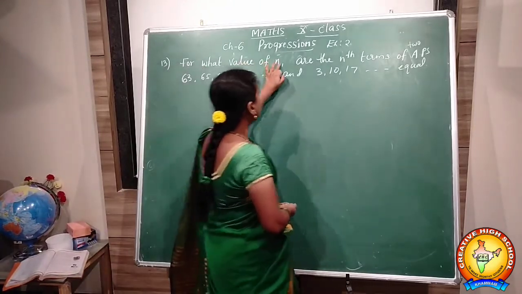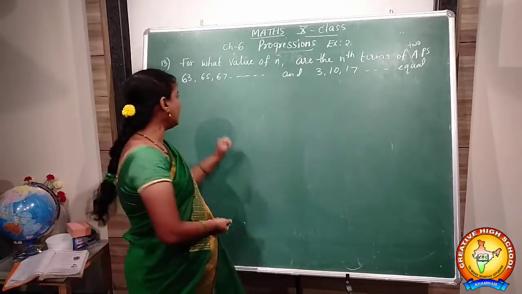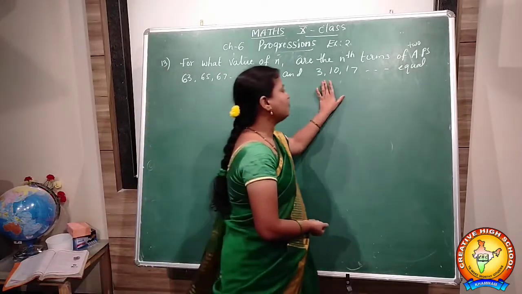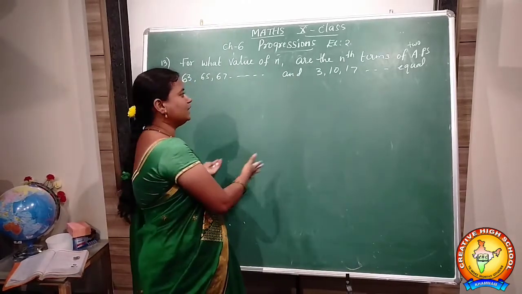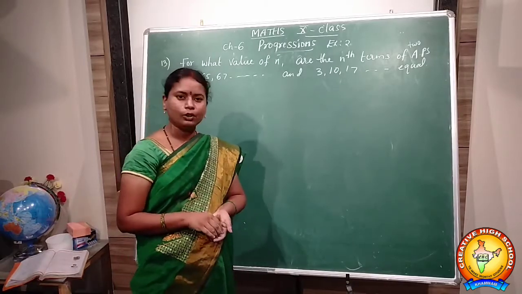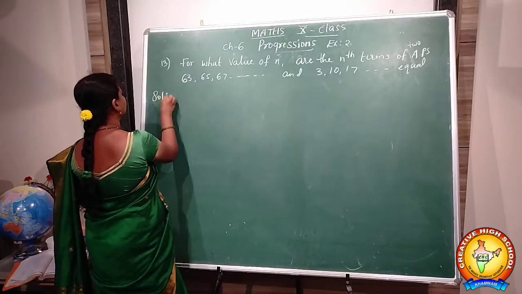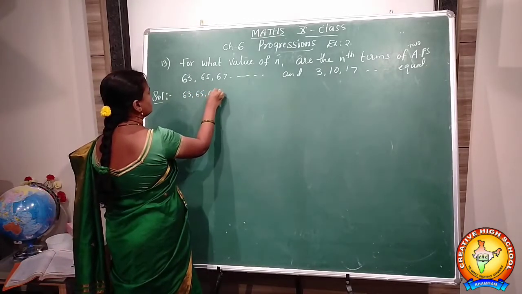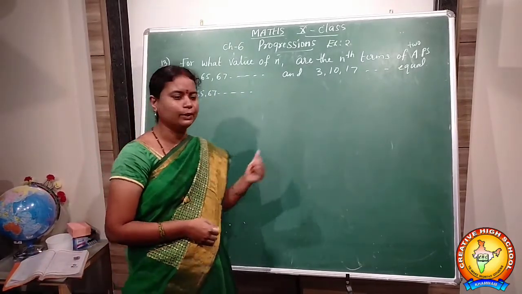See, for what value of n are the nth terms of two APs equal? Here two AP series are given. First one is 63, 65 and 67, and so on. And the second AP series is 3, 10, 17, and so on. So the nth term of the first series and the nth term of the second series are both equal. That one we have to find here. So from the first one, what is the first series? The first series is 63, 65, 67, and so on. From this, let us find the a value and d value.